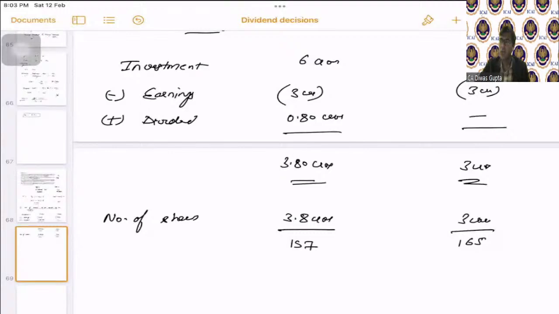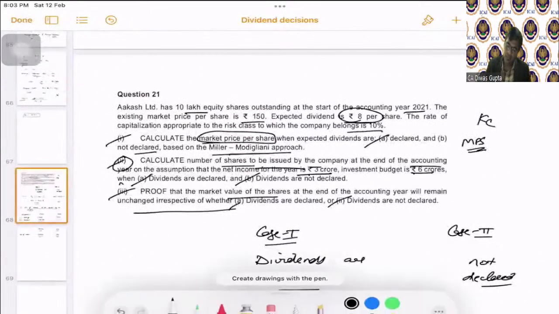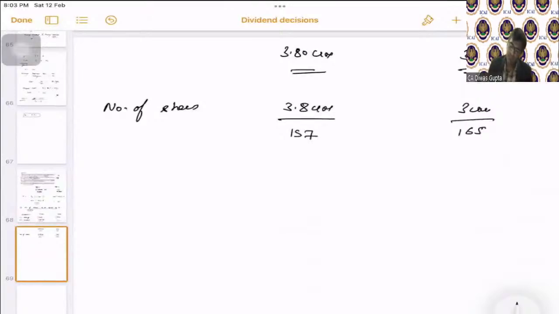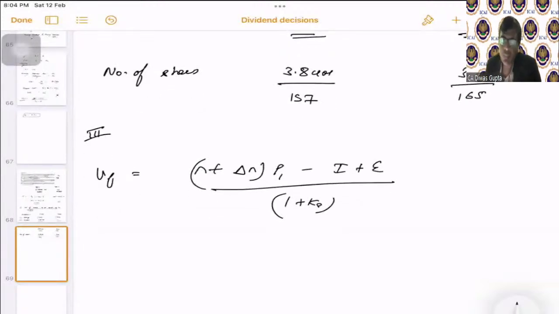And the last part of the question says, the third part, calculate the proof that the market value will be the same, right? So now we will prove. For that, we will calculate the value of the firm. This is the third part. That will be calculated how? N plus delta N P1 minus I plus P divided by 1 plus KE. Right? That's how we are going to do.